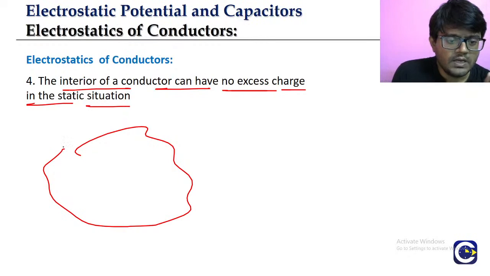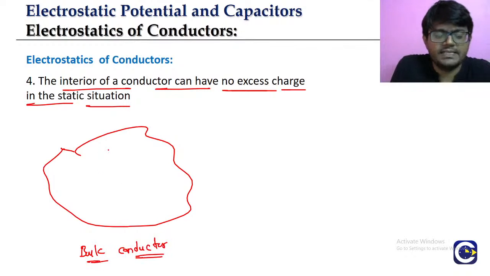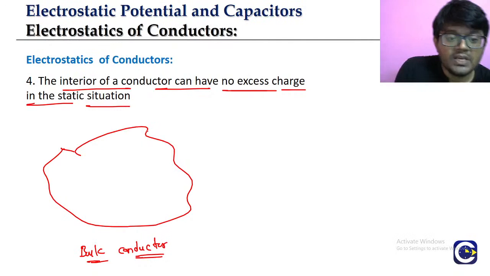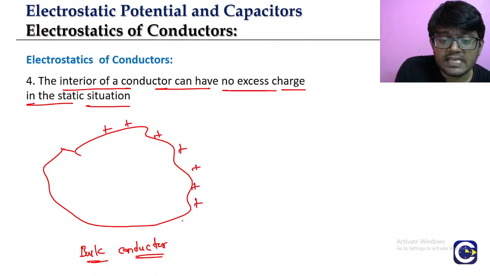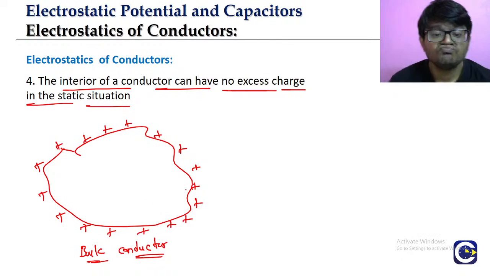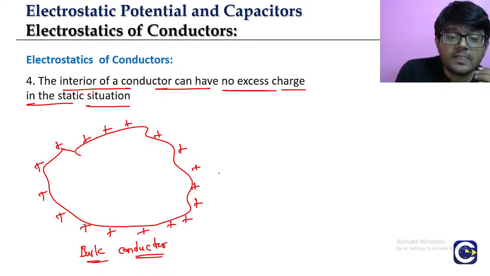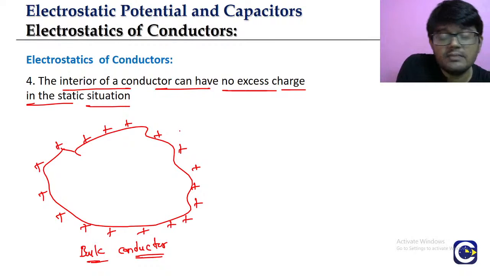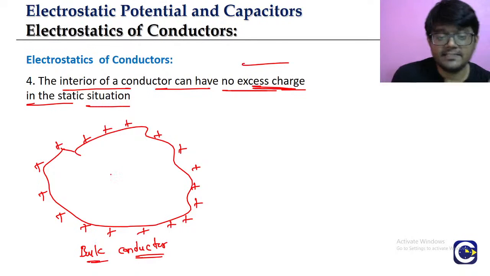Now let us say this is a bulk conductor. Bulk conductor means inside there is the material, like an iron piece or something like that. If you are giving a positive charge, the entire charge will be on the surface. Okay? And if we are giving a negative charge, on the surface there will be negative charge. No excess charge can be there inside.